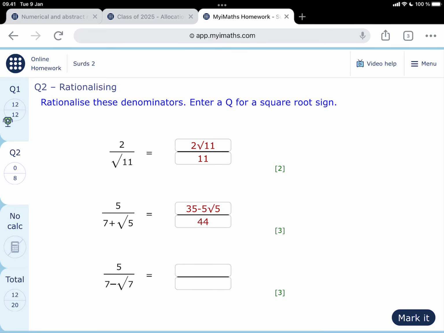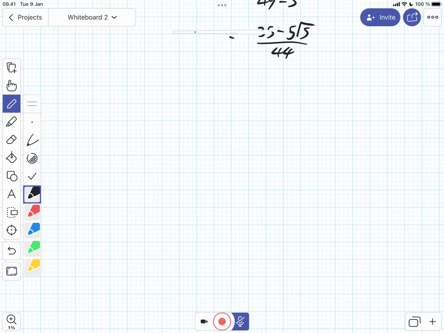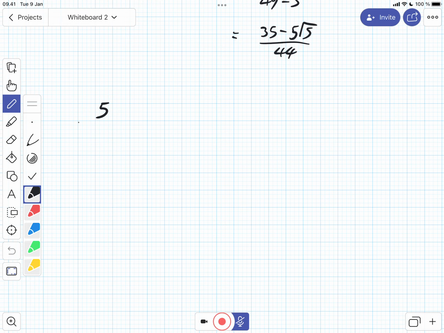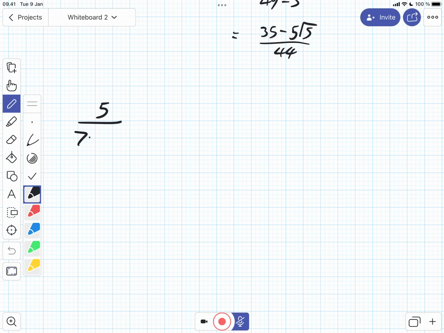5 over 7 minus root 7. So it's a similar thing again. So the trick is to, let's just stick the bottom in brackets here, multiply the top and the bottom by something that's similar to the 7 minus root 7, but has a plus root 7 instead. And then that's going to give us a plus and minus the same thing when we multiply it all out, and cause something to cancel.